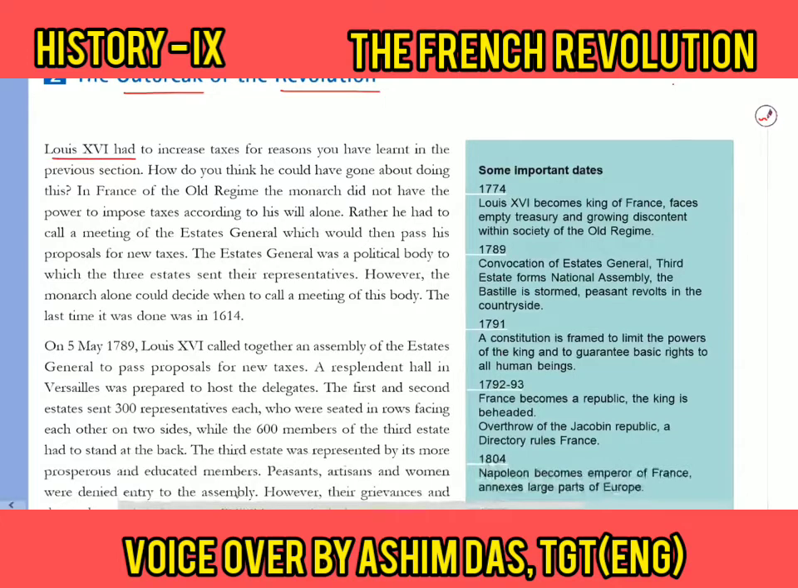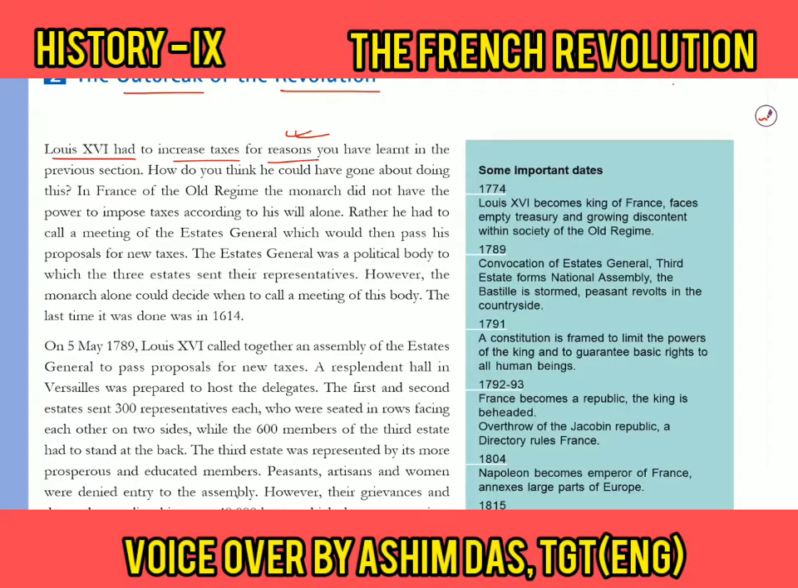So here we came to know about King Louis XVI. He had to increase the taxes for the reasons that we have already learned in the previous videos and sections. So let's see how he decided to raise the taxes. Here are some important dates, years and events in a blue box on the right side of the page, and you can understand this later on. You can remember them for your examination.